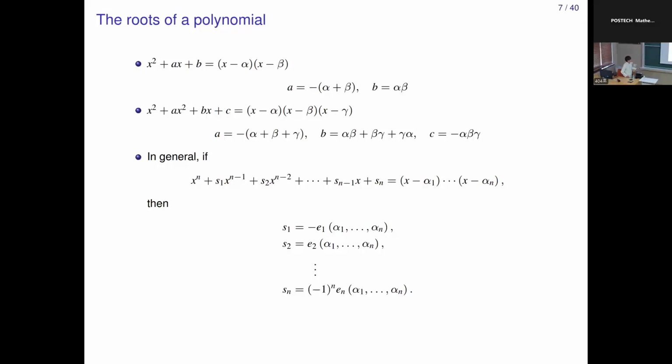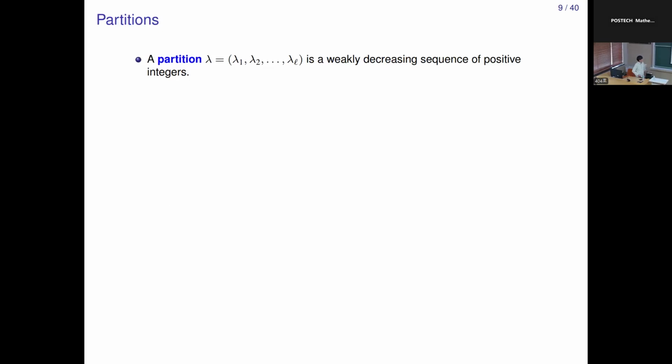So, now I'm going to consider symmetric functions. These are really the same thing as symmetric polynomials, but basically they have infinitely many variables. First, I'm going to define partitions.